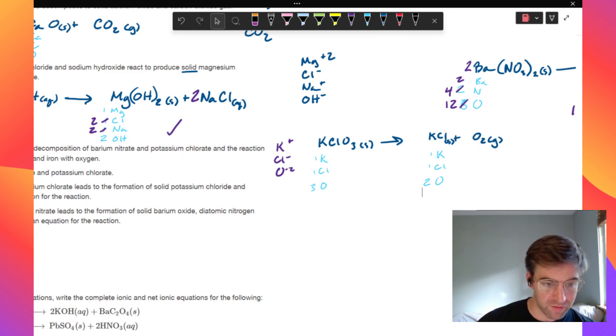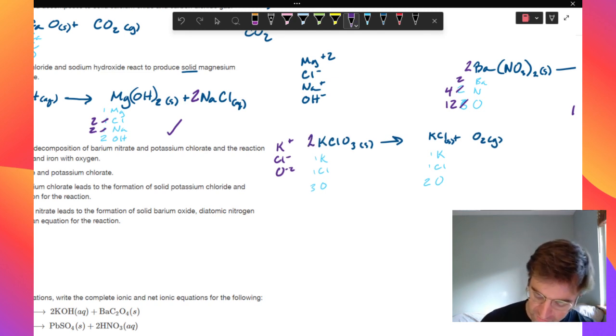So we've run into a problem. It's easy enough to fix. Well, oxygen's the only one giving us a problem. So what we need to do is find the lowest common multiple of 3 and 2, which would be 6, and that's going to help us balance our oxygens.